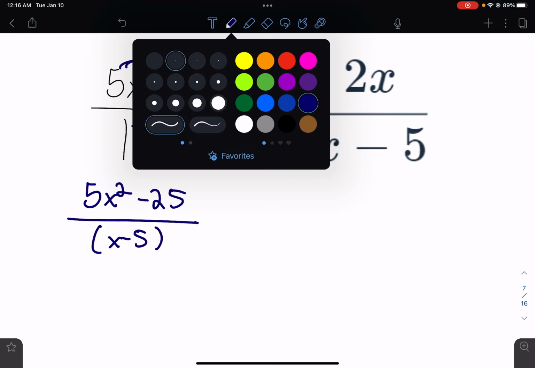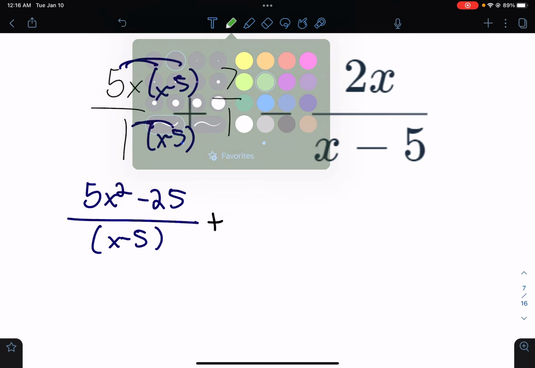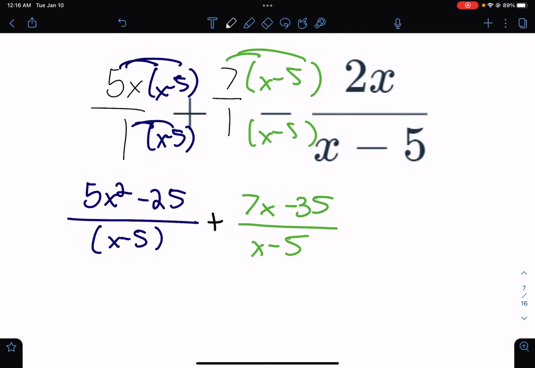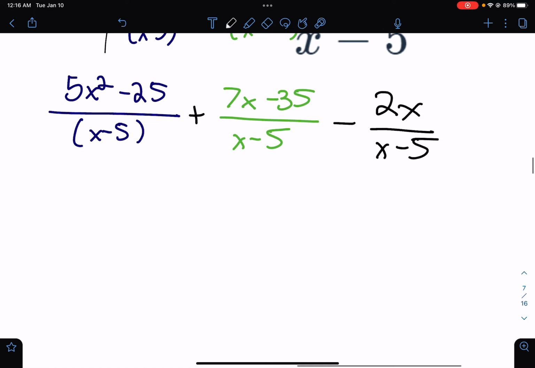All right. Then for my second fraction, I've got this 7 over 1. So again, he just needs an x minus 5 as well. I'm going to go ahead and distribute him. So I get 7x minus 35 all over x minus 5. And then we've still got this guy tailing at the end here, which is a minus 2x all over x minus 5. So now at this point, I've got a common denominator across the board. That's really good. I can go ahead and give my denominator of x minus 5.